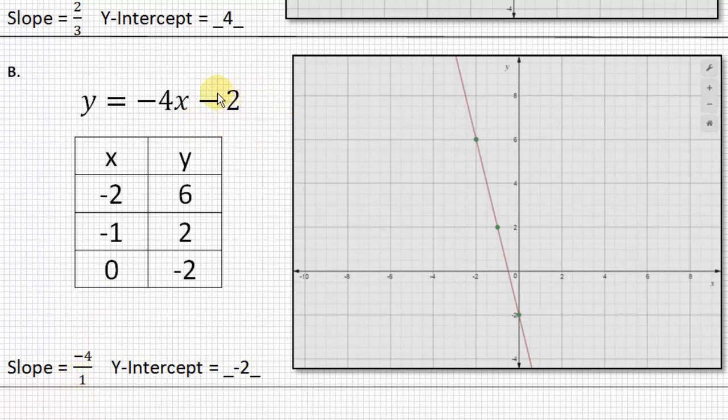And then my b value, the number that stands by itself, this subtraction sign actually tells me that this is negative. And so my y-intercept is going to be at -2. It's going to cross the y-axis at -2.